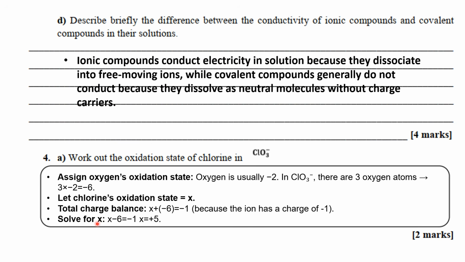So solving for x, it means we take the minus 6 to this side. It will be minus 6 plus 6 plus minus 1, which is plus 6. So the oxidation state of chlorine in this case is simply minus 5.